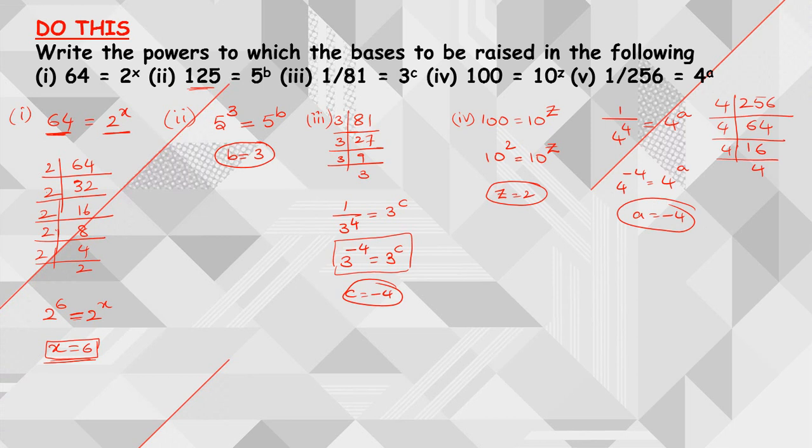Right? So likewise, by doing prime factorization, we can find the powers to which the bases are to be raised. Okay, so here the base should be raised to the power 6. Here the base should be raised to the power of 3. Likewise, here the base should be raised to the power of minus 4, sorry. Likewise, we can solve these problems, right?